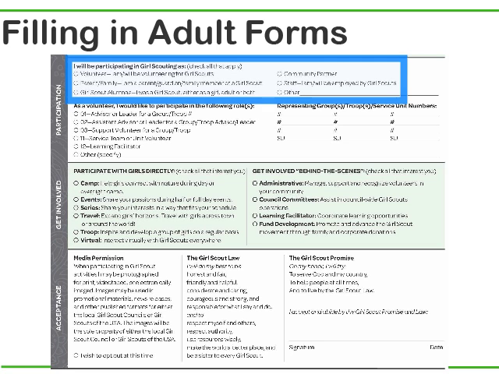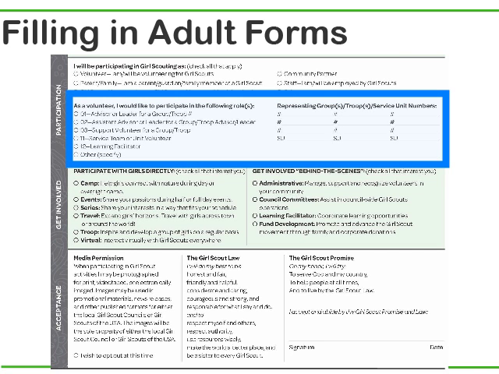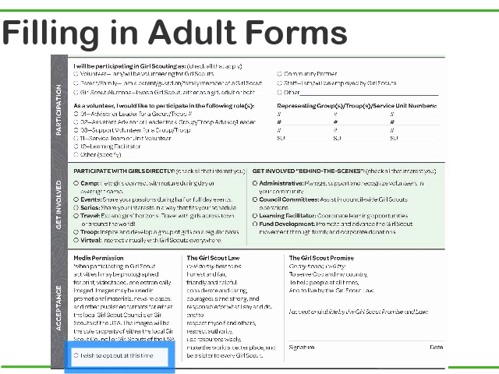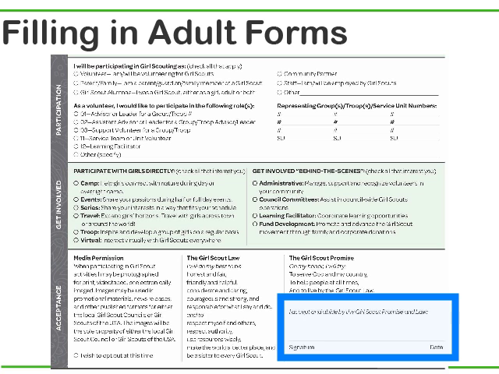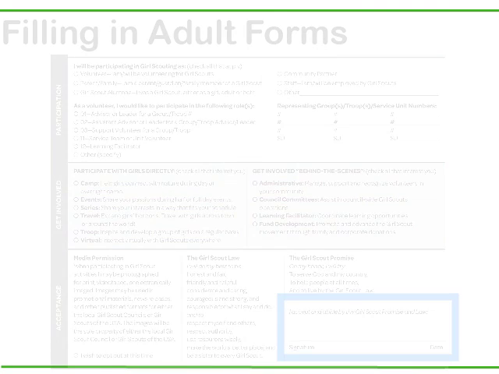If they check volunteer, the next section asks for the specific way they serve and to list the troops or service units they are working with. After that section is where they too can opt out of any imaging for themselves and sign that they agree to abide by the Girl Scout law.